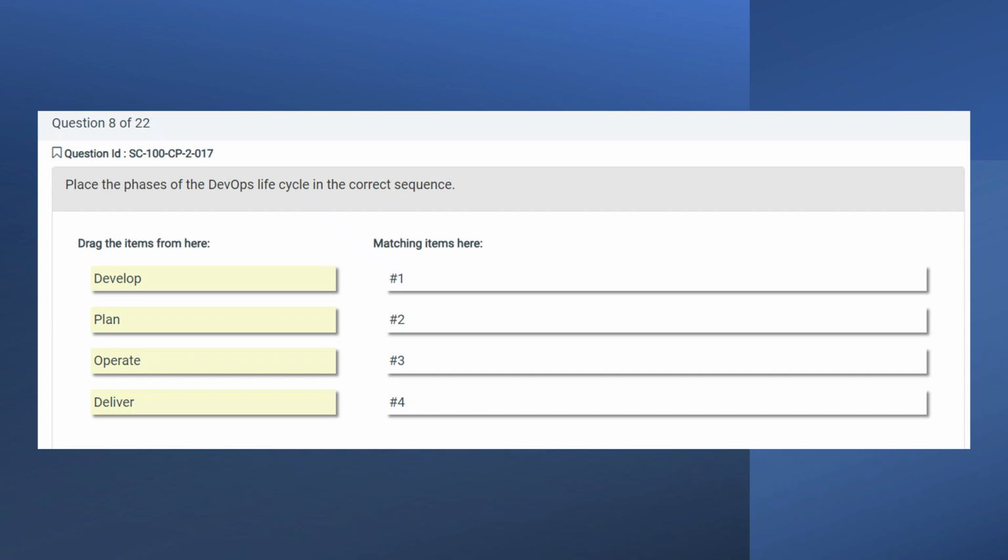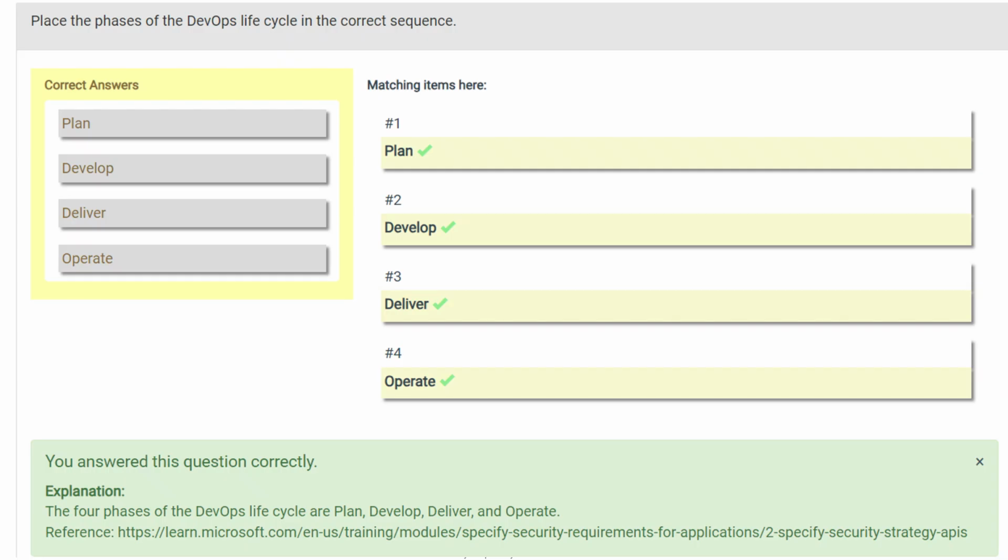Question 8. Place the phases of the DevOps lifecycle in the correct sequence. The 4 phases of the DevOps lifecycle are, in this order: plan 1, develop 2, deliver 3, and operate 4.